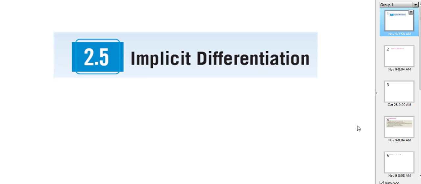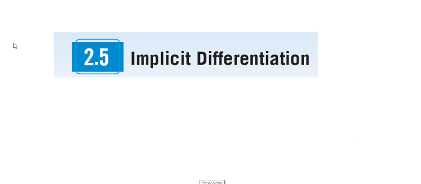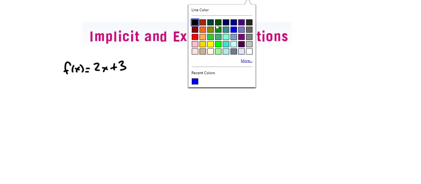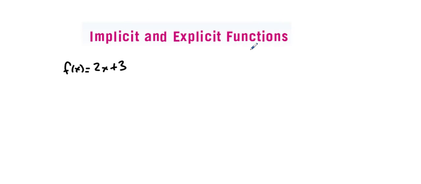All right, implicit differentiation 2.5. Well, we know we're deriving because this is differentiation, but what does implicit mean? Okay. Well, we've worked with only explicit functions right now. And that would be something like f of x equals, say, 2x plus 3. That's a function that's explicitly written in terms of x or y or something.